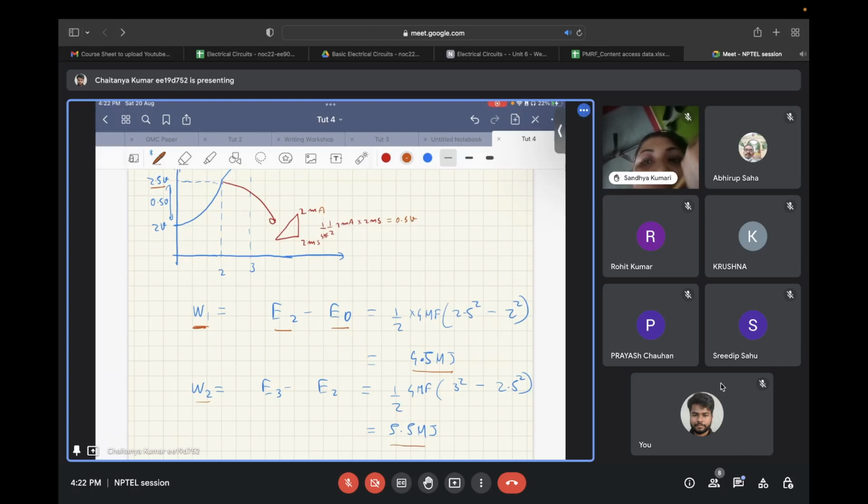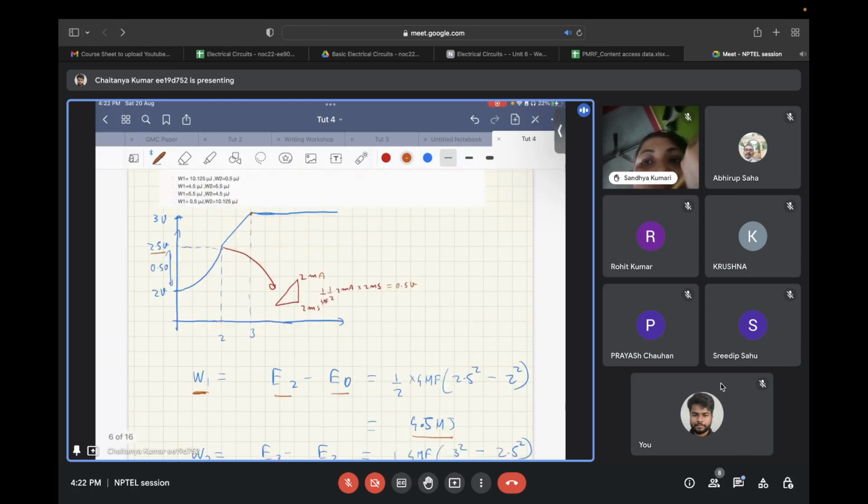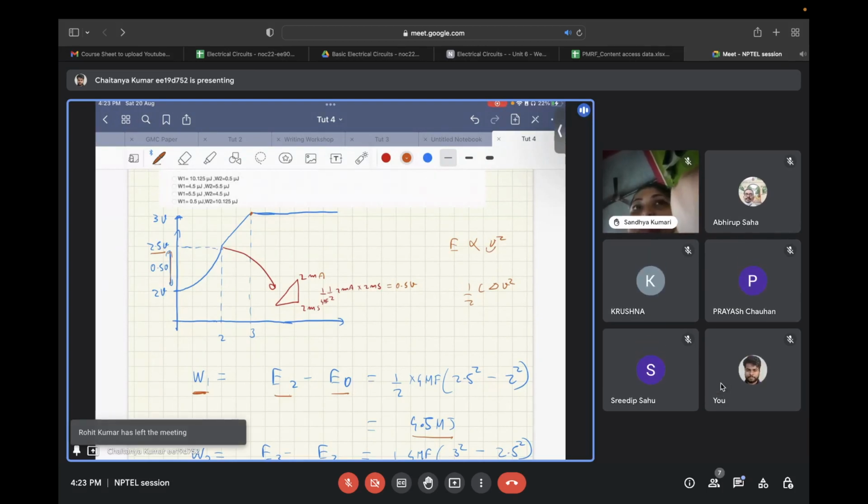And please keep in mind, since the energy is proportional to V square, if you are thinking that I will take the additional voltage that has been accumulated on the capacitor and calculate half times C delta V square, you will end up with the wrong answer. So please make sure that you calculate the voltage at the starting and at the end of the interval, and then subtract the energies of the two to get the correct answer.